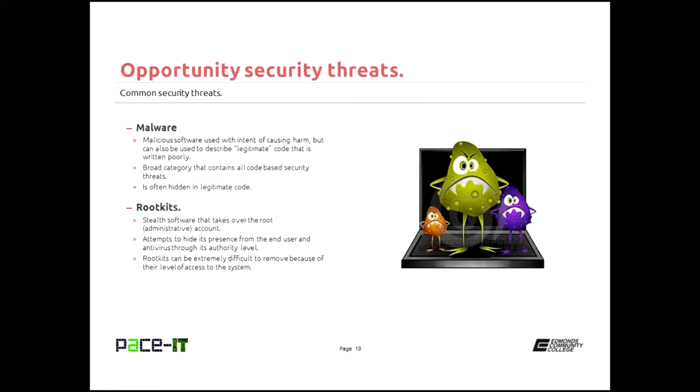So what are opportunity security threats? Well, that's where you're not specifically targeted, but you're hit anyways. And we get to start by talking about malware. Now, malware is malicious software used with the intent of causing harm, but it can also describe legitimate code that is poorly written. If you've ever used a program that a friend has written and it's been buggy, that can actually be called malware. Now, malware is a broad category, and it contains all code-based security threats. And, as an added bonus, it's often hidden in legitimate code.